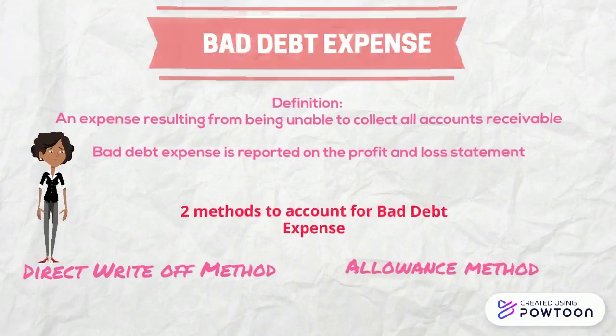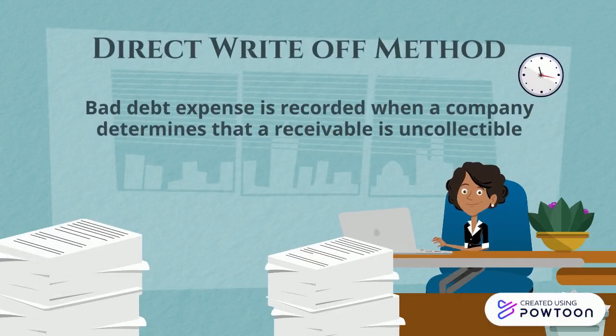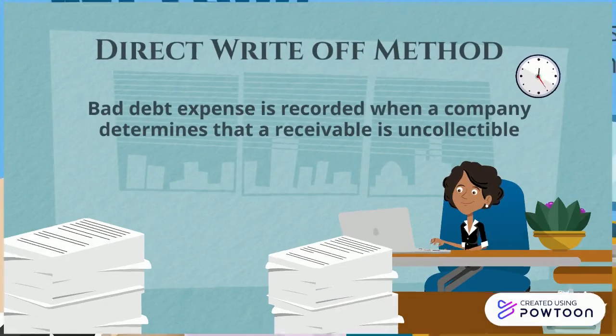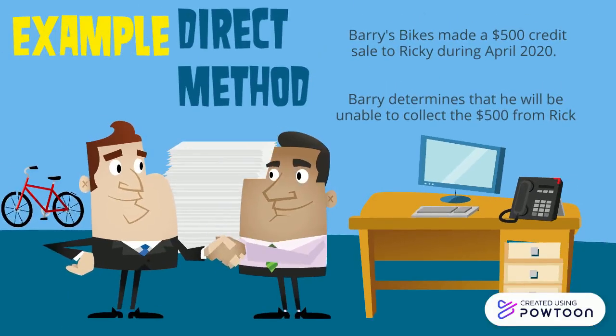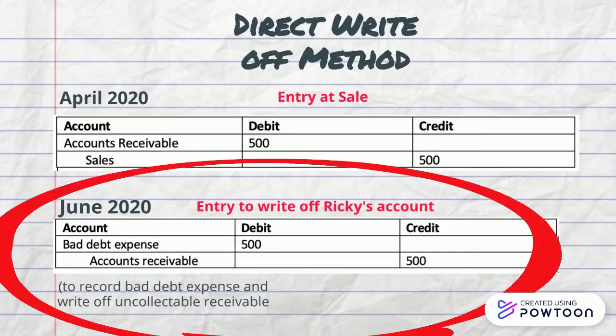Under the direct write-off method, bad debt expense is recorded when a company determines that a receivable is uncollectible. For example, Ricky buys a $500 bike on credit from Barry, but Barry decides that Ricky won't pay what is due. Barry must write off $500 by crediting accounts receivable and debiting the bad debt expense account.